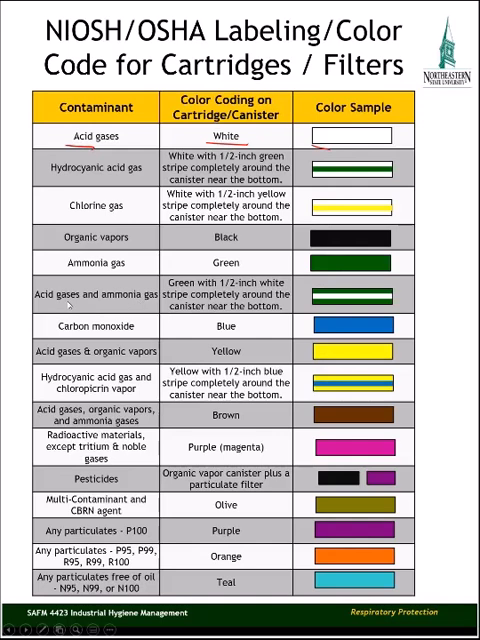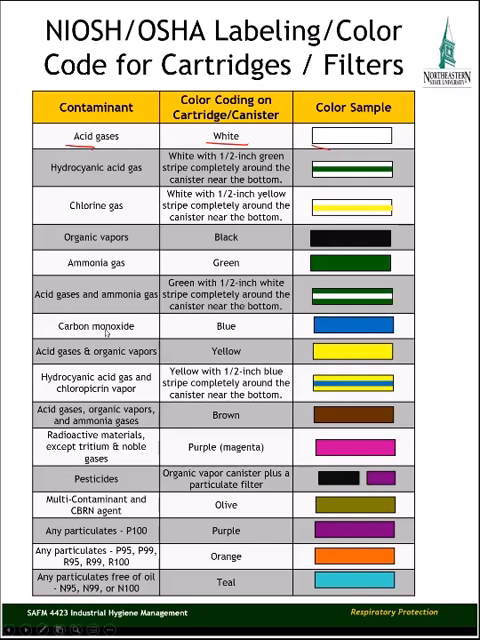You can get a combination cartridge if you're working in an environment where there's the presence of acid gases and ammonia gas. This cartridge would be what you would need. Green with a 1/2-inch white stripe completely around the canister near the bottom. And when they use the term canister, they're talking about the cartridges. If you're not clear what we're talking about with cartridges, I'll show you some pictures. You should be from our original discussion of the different types of respirators, but if not, we'll take a look at some examples.